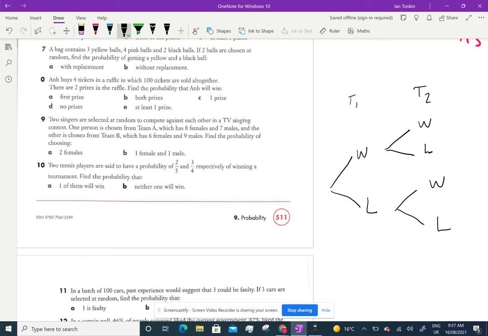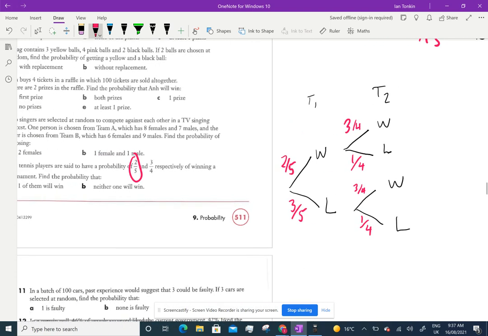So, what's the probability of the first tennis player winning? 2 on 5. That means they have a 3 on 5 chance of losing. The second player, they're a bit better, or maybe they're playing a weaker opponent: 3 on 4 winning and 1 on 4 losing.